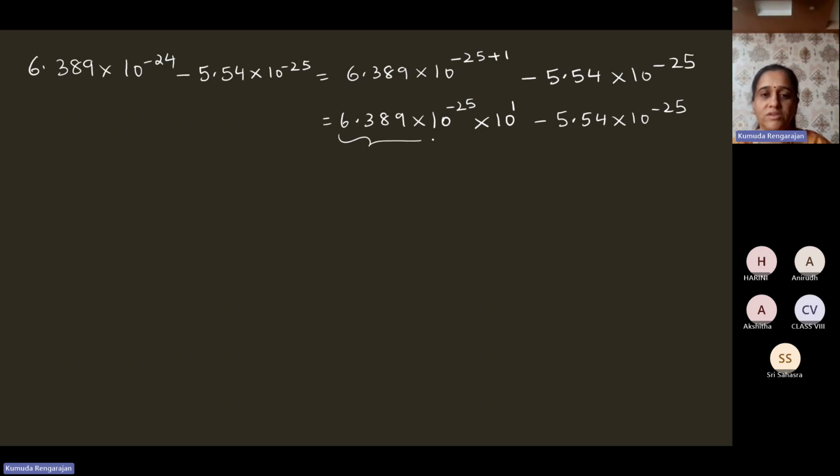Now, this is the first expression. This is the second expression. They're separated by a minus sign. Now, what's common between these two expressions? 10 to the power minus 25 is common, into 6.389.